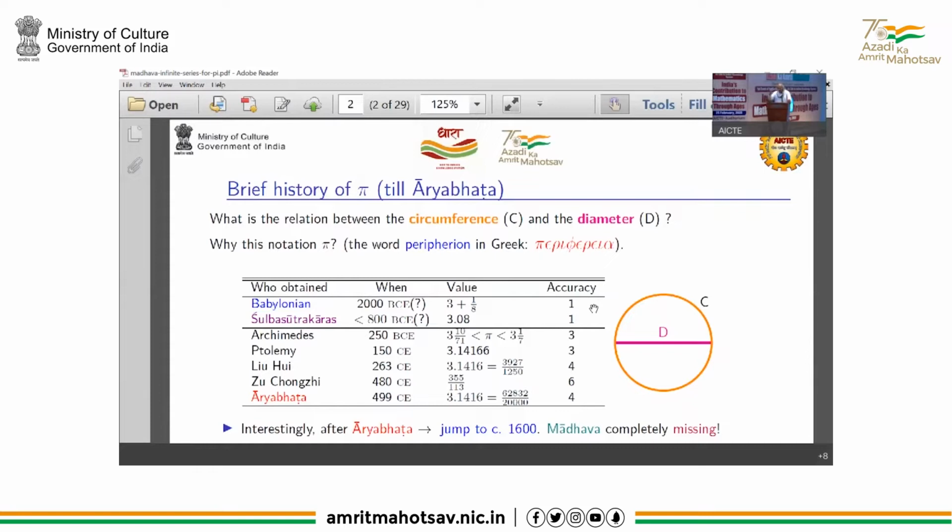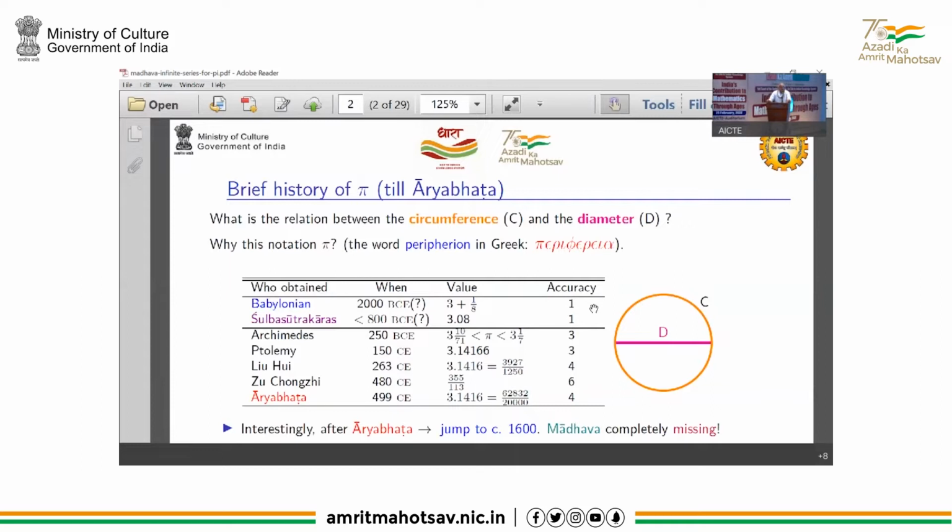Anyway, if you look at the narrative, you will see that they list the Babylonian and a few other things, but after Aryabhata, usually you find a jump. The jump from the 5th century to the 16th century is something which is quite interesting to note. Madhava is in the 14th century. The question is, why is this omission? Is it due to ignorance? Possibly. But then research indicates that it is not necessarily due to ignorance. We will touch upon it a little later.